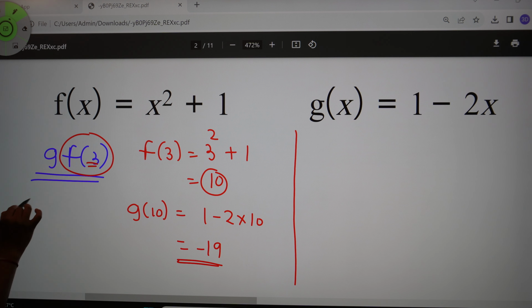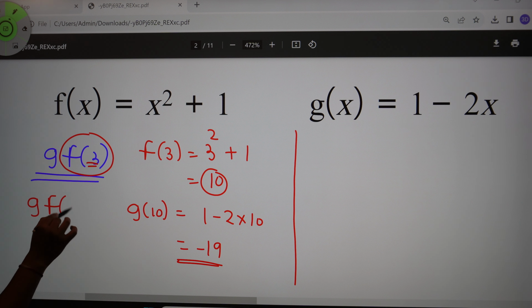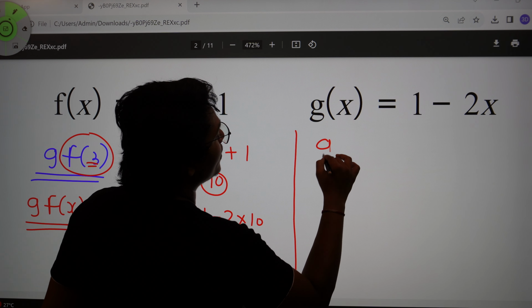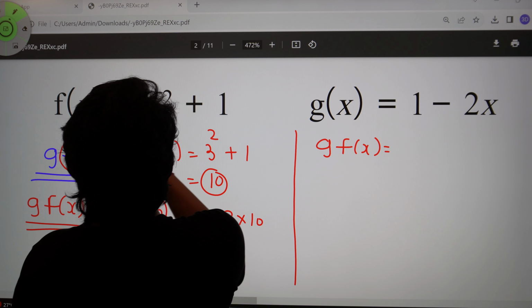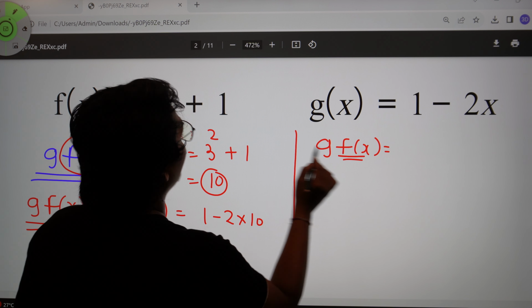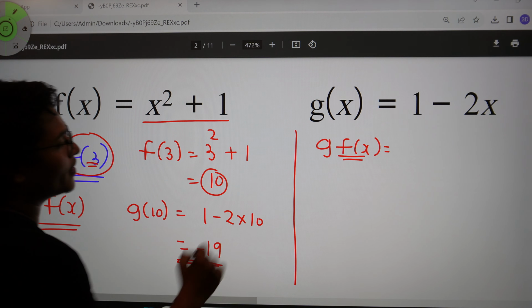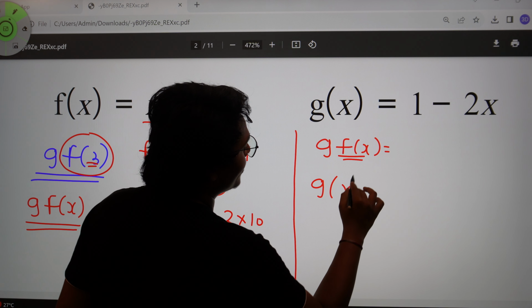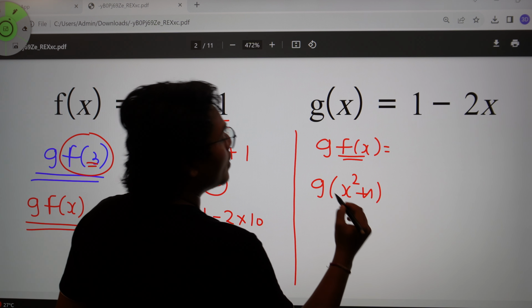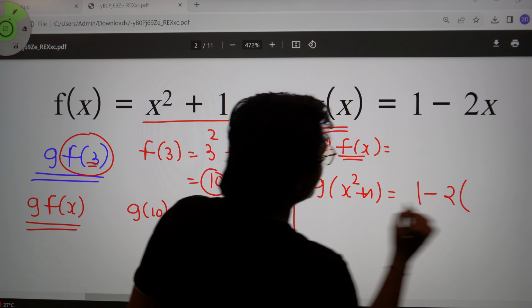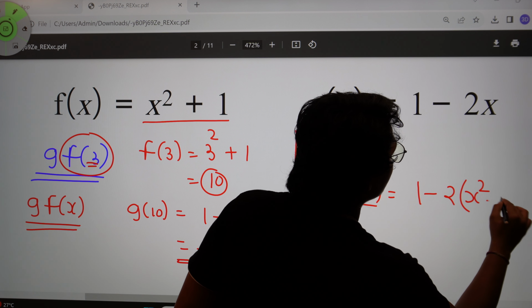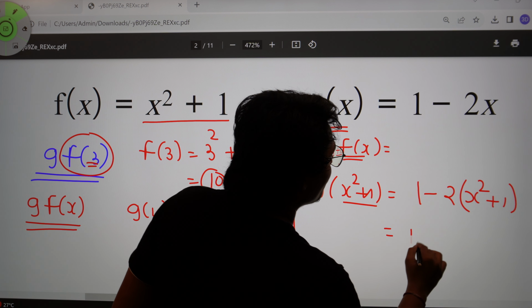What if the question asks you to find g of f of x, right? Whenever the question asks us to find g of f of x, what we will do is first write what g of f of x is: g of x square plus 1. Then in g of x we will replace x by x square plus 1 and we will simplify it.